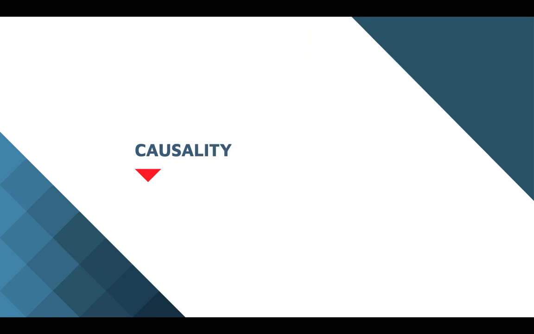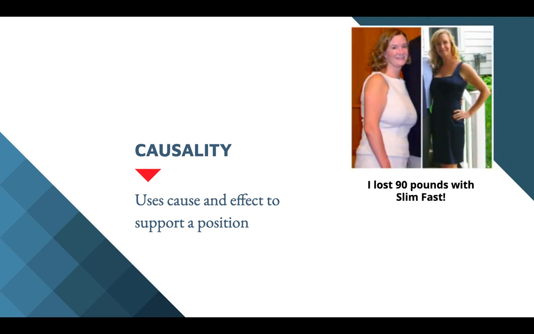The next one is causality. This might sound familiar. Cause, right? This uses cause and effect to support their position. I have this example here, right? A before and after. I lost 90 pounds with Slim Fast. This is saying that the Slim Fast is what caused all the weight loss. And this might persuade someone who's looking to do the same thing to say, hey, well, if she did it with Slim Fast, then so can I. And then they're going to want to buy this product, right?